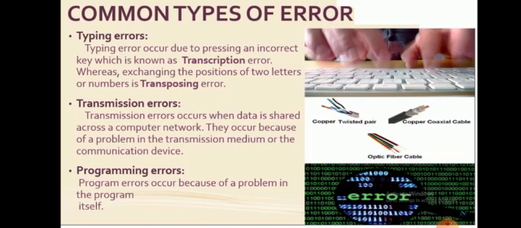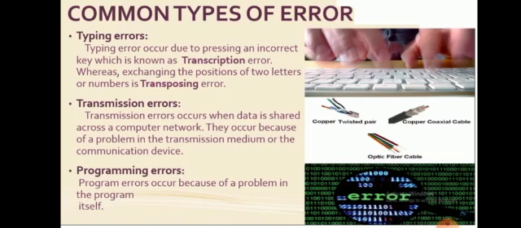Transmission errors mean the error occurs when data is shared across a computer network. These errors occur because of a problem in the transmission medium or the communication device, such as a cable or modem. Your cable and communication devices, for example fiber optics, are known as the communication medium or transmission medium. We might have entered data correctly, but due to a fault in the cable or modem, the data might not have been converted accurately into a digital or analog form.